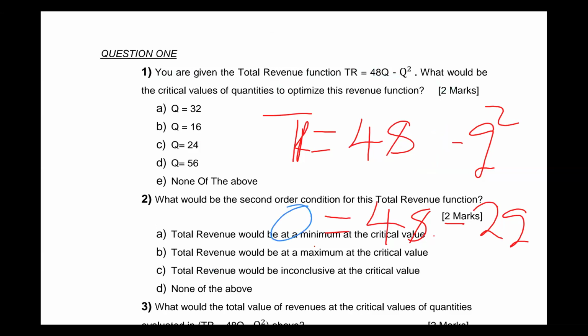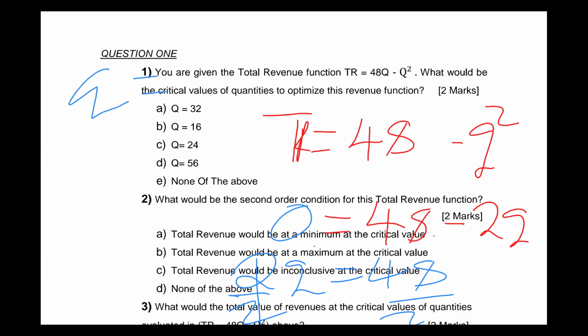So then you solve. So you have 2Q equals 48, yeah? And then you divide it through by 2, so that Q can be equal to what? 24. And the answer is C for that math. You choose C. Is this hard?